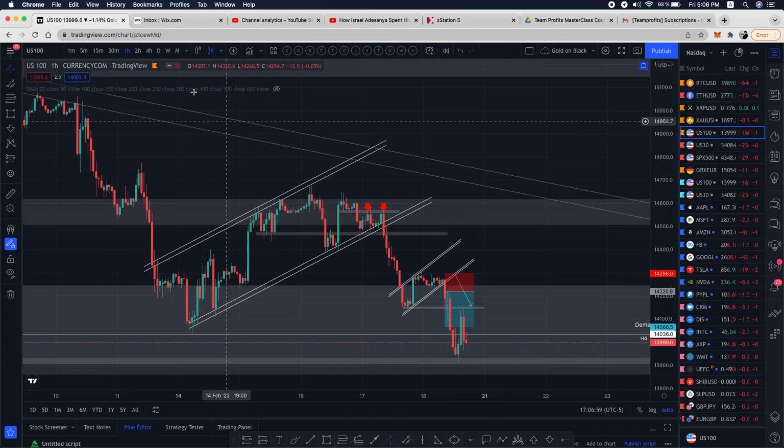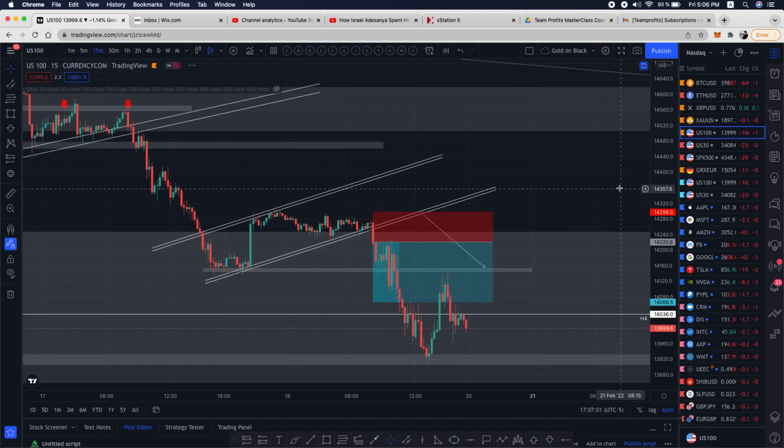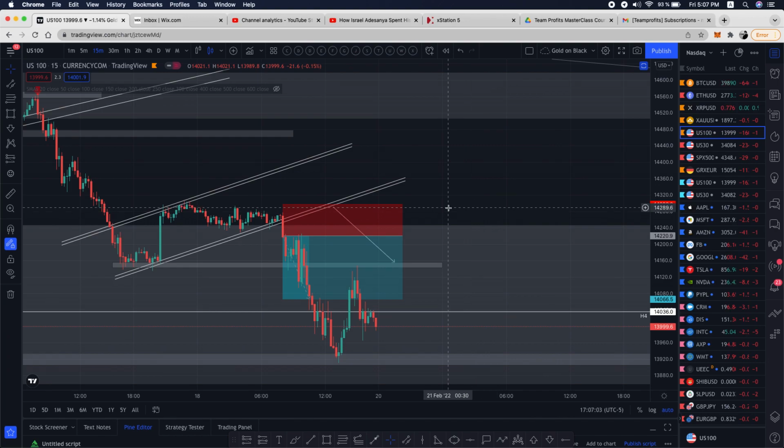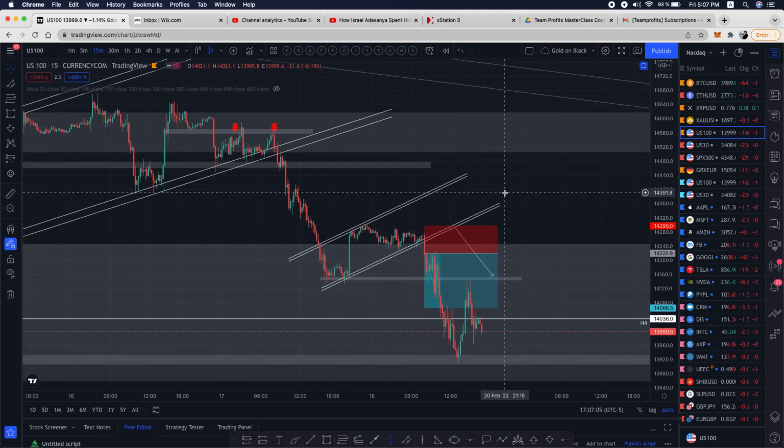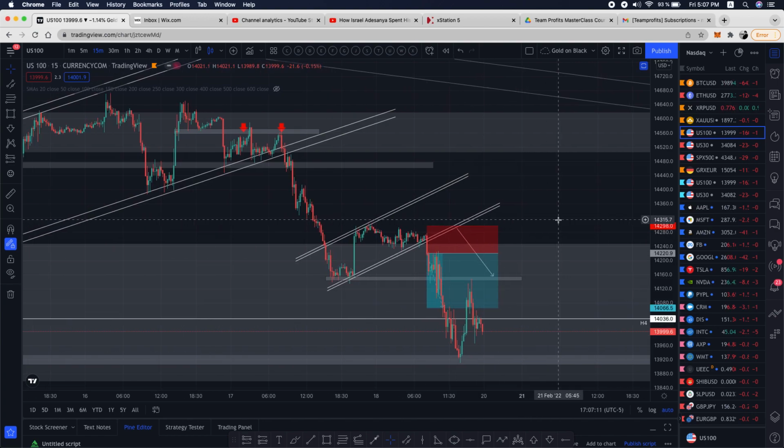Okay? Now, let's say what's going to happen next week. At this point, we can just follow. Try to spot setups for sales to the downside. The probabilities are that this thing will continue crashing.